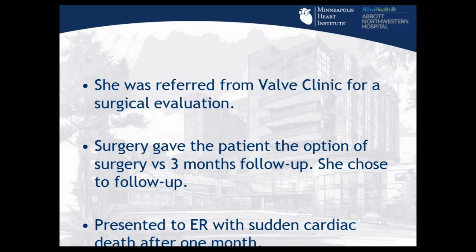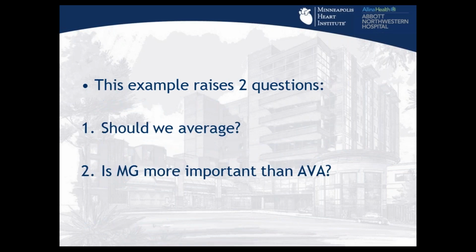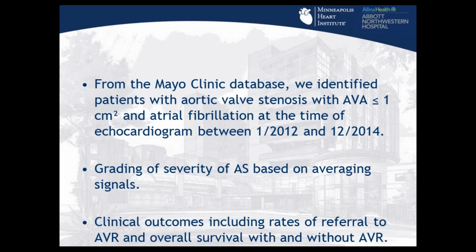So we sent him for surgical evaluation. When the surgeon saw him, they said we can monitor this for 3 more months and see what happens to the gradient. And in a month, this patient presented with sudden death to the ER. So this raises the question, are we doing the right thing by averaging signals on these patients? And is it truly that we should look more at mean gradient than valve area in these patients?